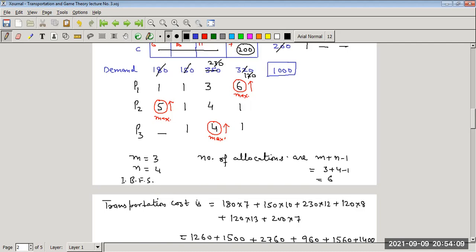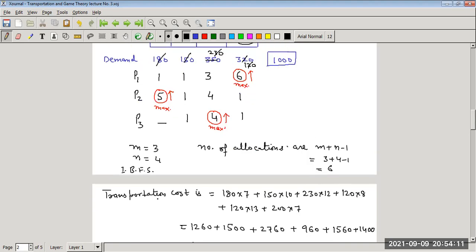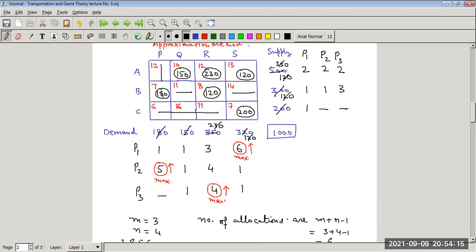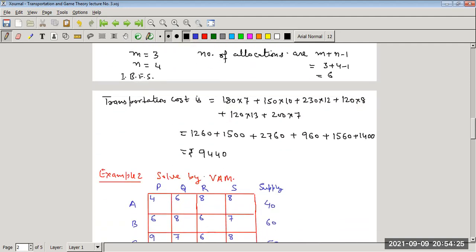So now we can calculate the transportation cost. How do we calculate it? We multiply the number of allocations with the per unit cost: 180 into 7, 150 into 10, 230 into 12, 120 into 13, 200 into 7. After calculating this, we get the transportation cost as rupees 9,440.